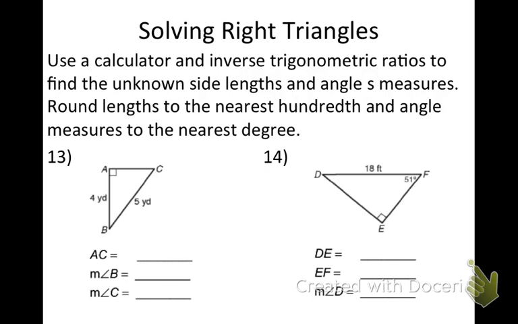Shh, quiet back down. AC. Tom, what's AC come out to be? 3. Nice job, sir. That is a Pythagorean triplet. 3, 4, 5. Start recognizing those. Makes your life a lot easier.